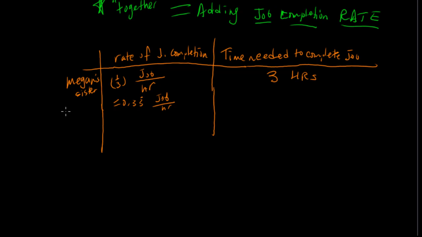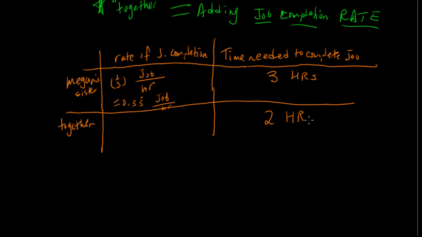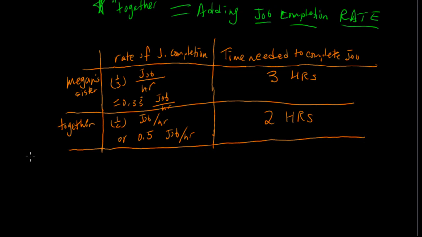We know from the given that when they're working together, they needed 2 hours to complete the job. So the rate together is 1/2 job per hour, or 0.5 job per hour. What we're asking is how long would it take for Megan to do it on her own? Let's put our Megan here.